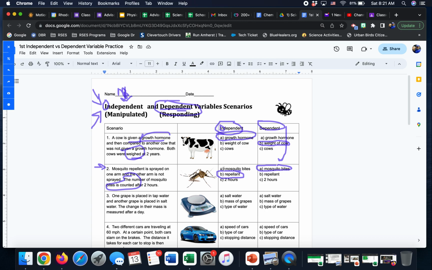And you're going to finish off the same pattern, either looking for dependent first or independent first. Finish this off, check how you did, and then work on the next assignment.